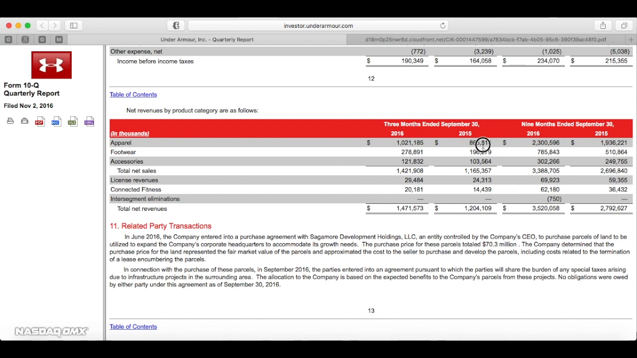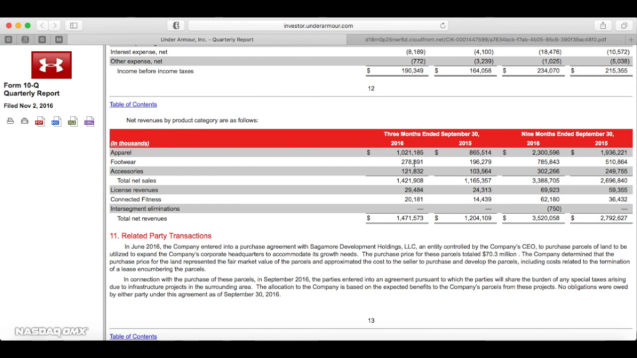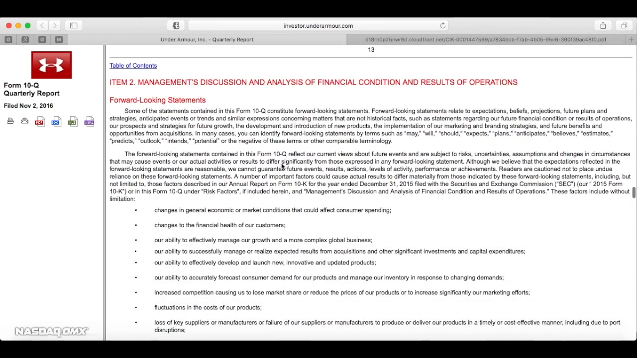So we notice apparel is growing. Shoes growing. Accessories growing. License revenue growing. Connected fitness growing. Under Armour is growing, but what's nice here is you can then say, hey, is footwear really growing as fast as we need it to grow? Is apparel peaking? Is accessories peaking? These are all numbers. You can go back to Under Armour's other 10Qs, however many you want, and start comparing this year over year, month over month for however long you want, and that's what's pretty cool about that.